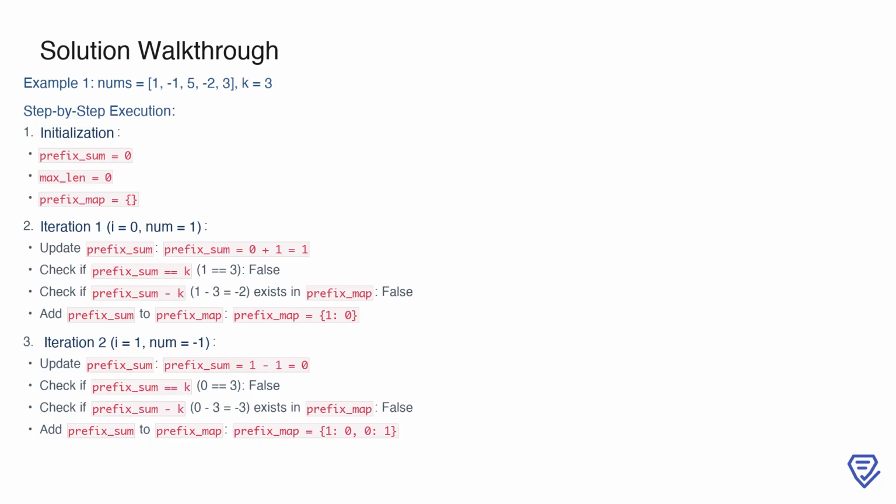Moving to the second iteration, with i equals 1 and num equals -1, updating prefix_sum gives 0. Again, we check if this equals k, which it does not. We also find that prefix_sum - k equals -3 is not in prefix_map. Thus, we add prefix_sum with its current index to prefix_map as well.